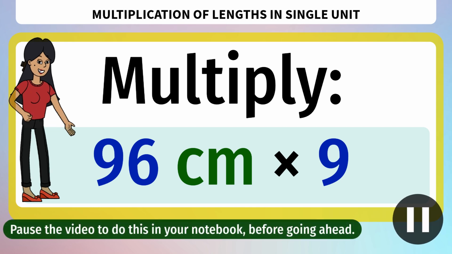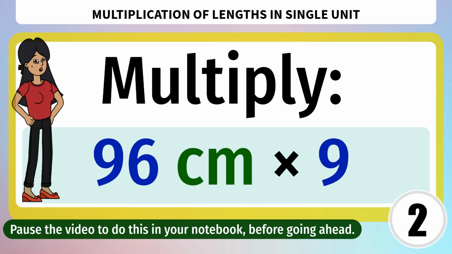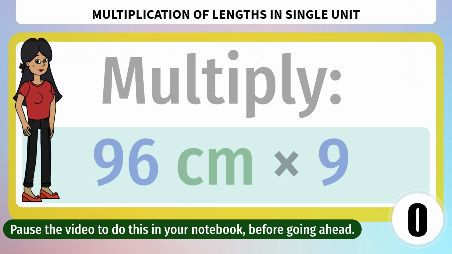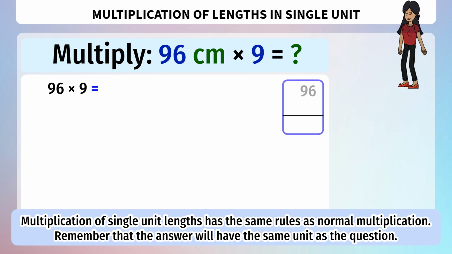Multiplication involving units. Multiply 96 centimeters by 9. Multiplication involving units is exactly the same as normal multiplication, except the answer also will have the same unit.